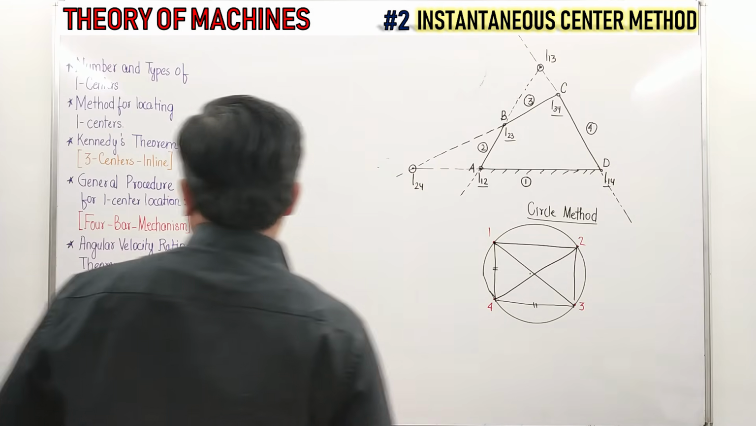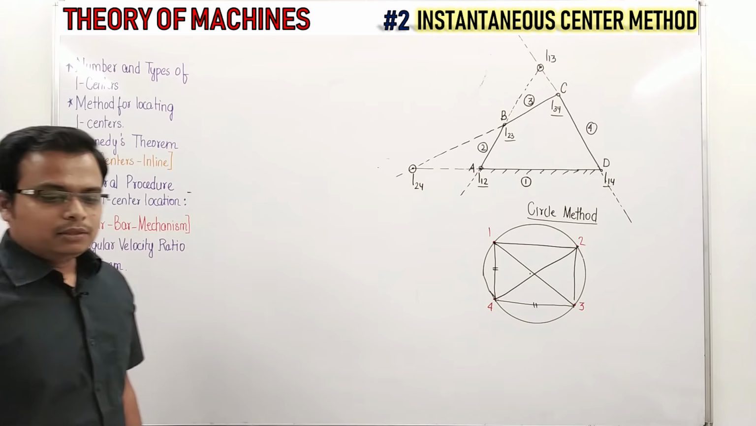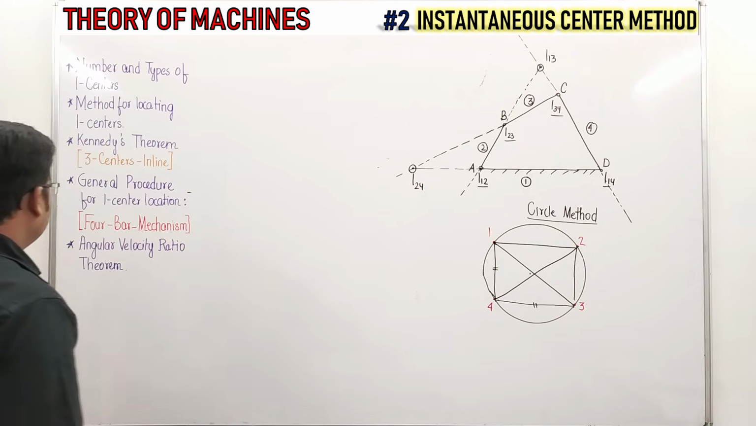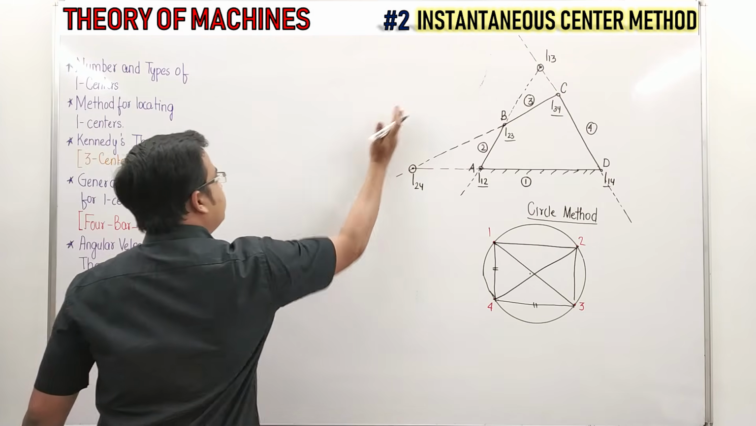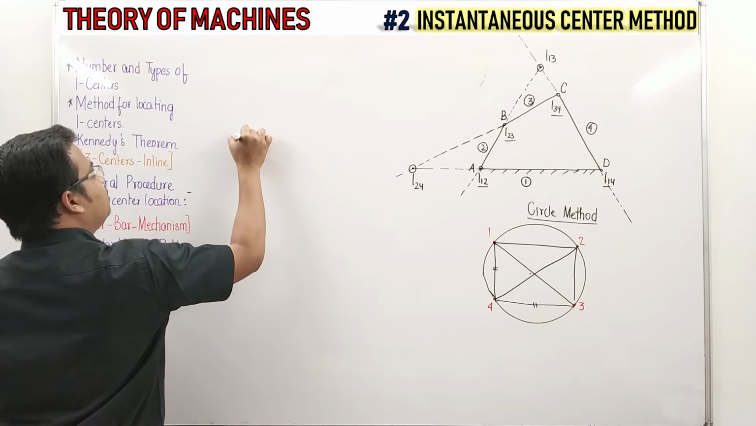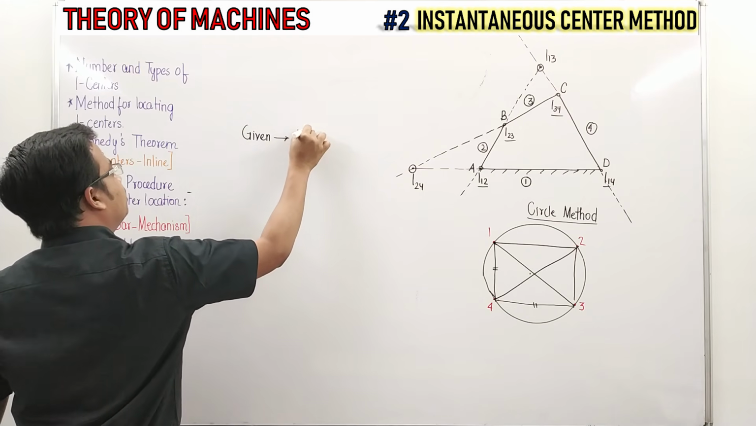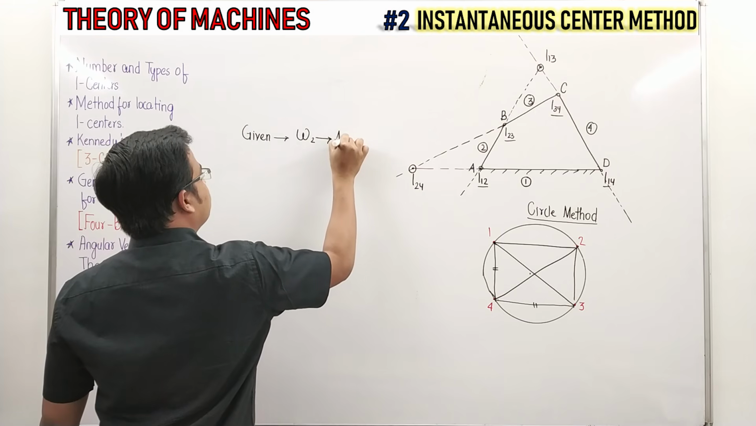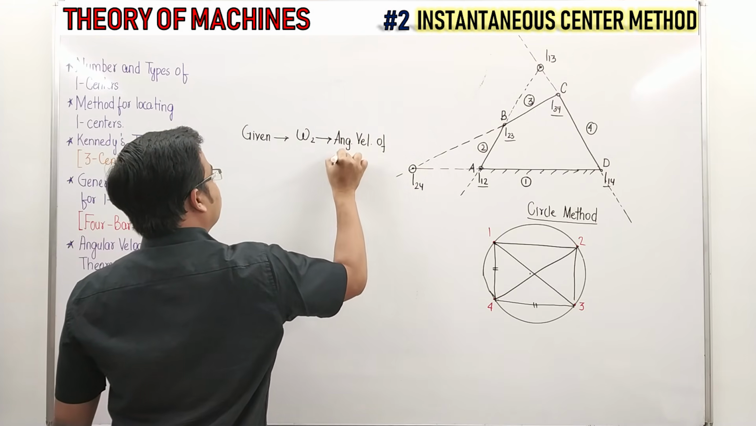How can that be achieved? Angular velocity ratio theorem. This is not exactly a theorem, but more in the mathematical sense. Let me tell you what that is all about. What we are essentially trying to do is, we have been given omega 2, that is the angular velocity of link 2. This is known to us.